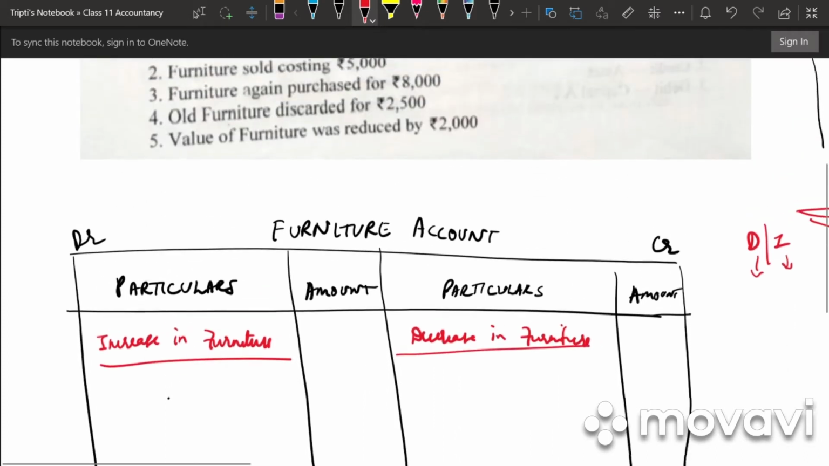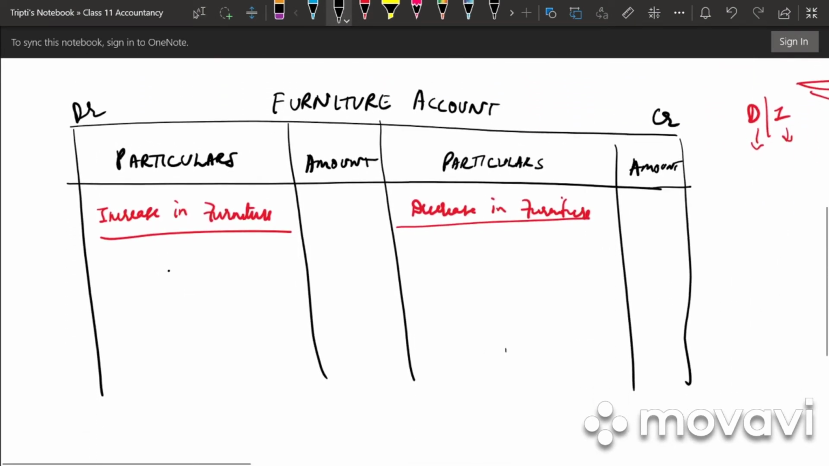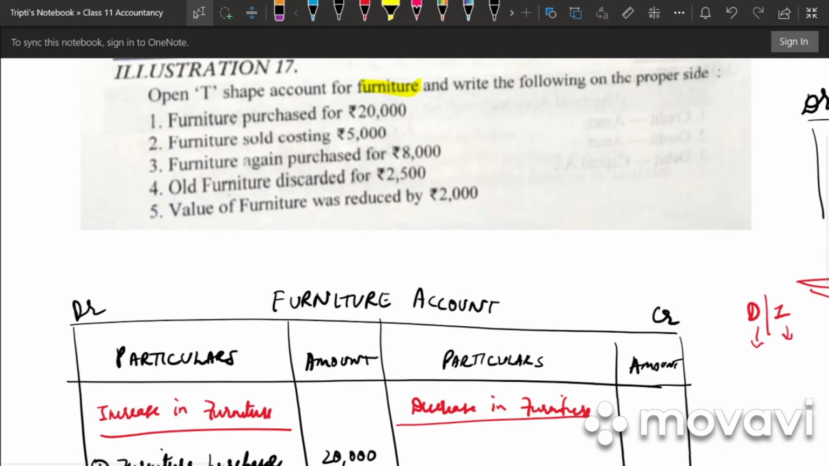Right? So what is the first transaction? Furniture purchased for 20,000. So we are purchasing furniture of 20,000. So whether there is an increase of furniture or decrease on furniture, there is an increase on furniture. So which side will be recorded? On our debit side. So first one we have furniture purchased. What is the value of furniture purchased? 20,000.